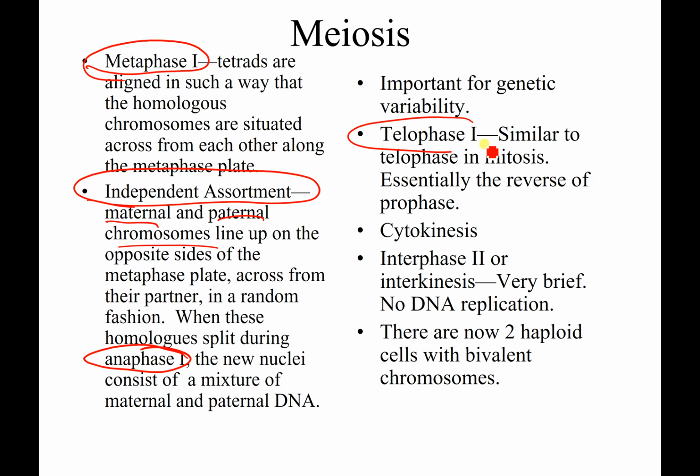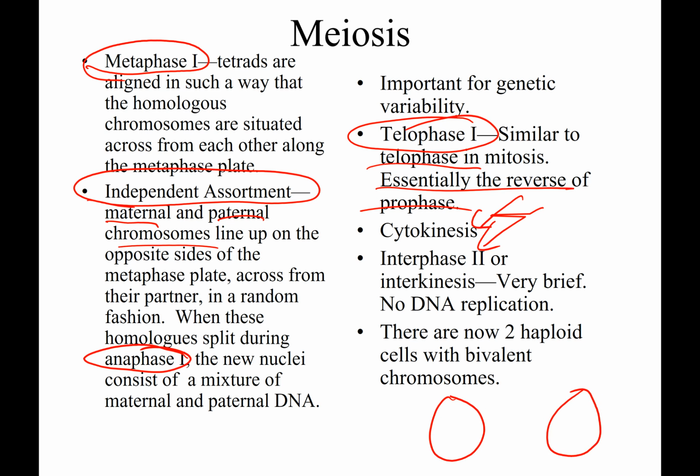Then we get telophase 1. Telophase 1 is a lot like telophase in mitosis. Essentially, it's the reverse of prophase. So the DNA makes it to opposite sides of the cell. A new nuclear envelope forms around each set of DNA. Spindle fibers are taken down. The chromosomes will unwind back into chromatin, and cytokinesis happens. Remember, cytokinesis is when the actual cell or the cytoplasm is split in two. So meiosis 1 ends with 2 cells from the original one.